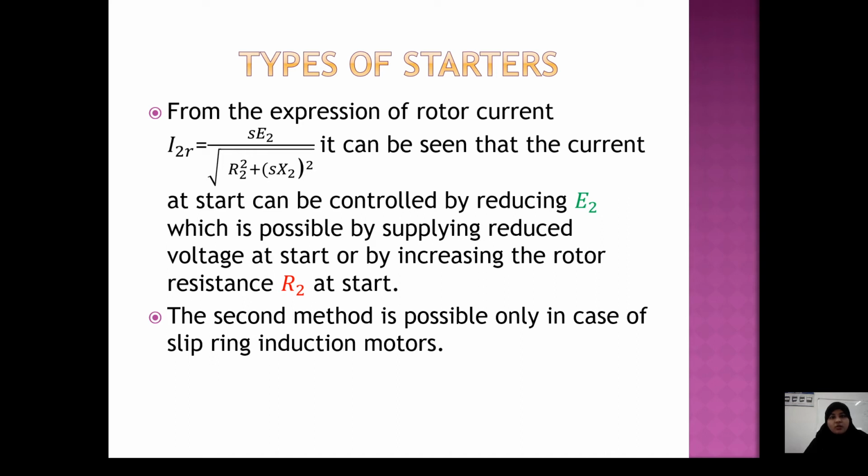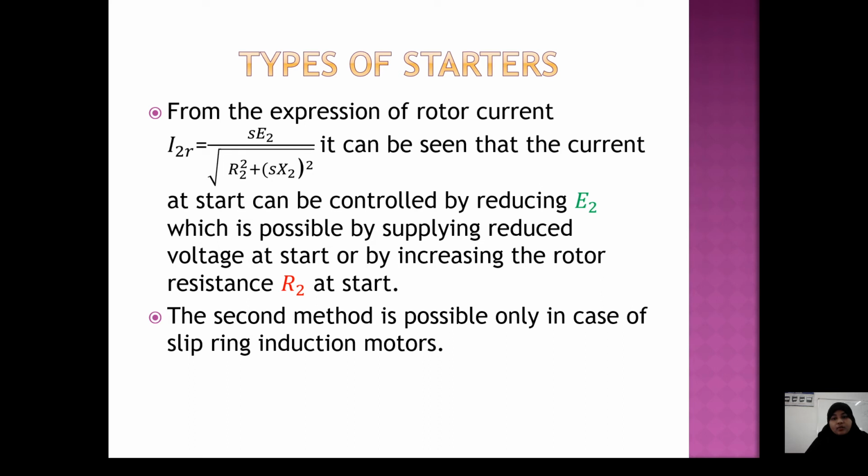From the expression of rotor current, that is I2R = SE2 divided by the square root of (R2 squared plus (SX2) squared), it can be seen that the current at start can be controlled by reducing E2. So how is this possible? How to reduce E2? E2 can be reduced by supplying reduced voltage at start. So this is one method. We can give reduced current to the motor.